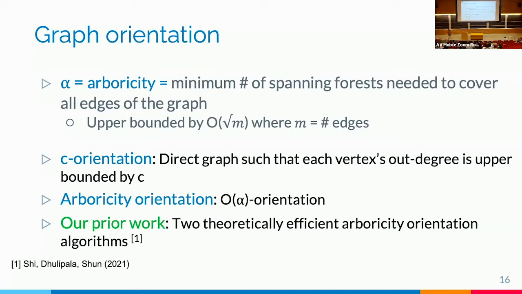We define a c-orientation of a graph to be a directing of the graph such that the out-degree of every vertex is upper bounded by c. In particular, what we'll be concerned with are arboricity orientations, which is just an O(alpha) orientation. In our prior work, also by myself, Laxman, and Julian, we introduced two theoretically efficient arboricity orientation algorithms. I won't go into details about how those work, but we'll be using them in this work. These are important because they'll give us the work-efficient bounds for nucleus decomposition.